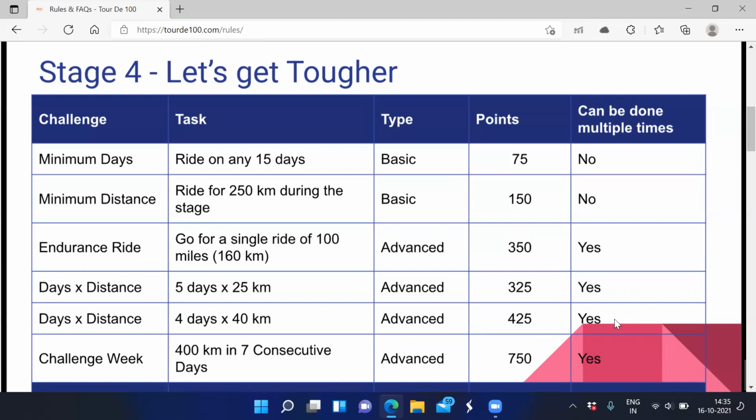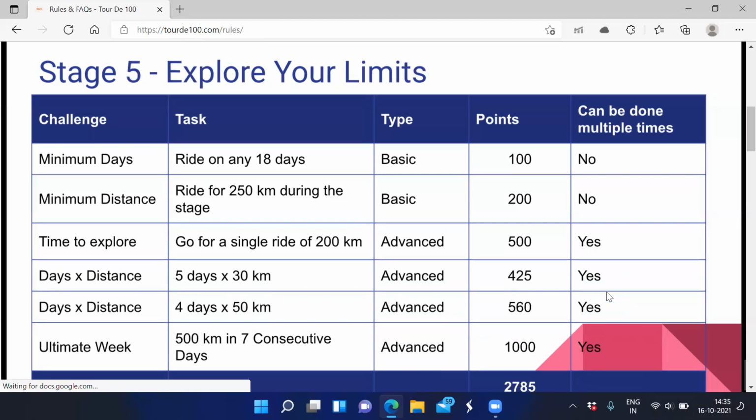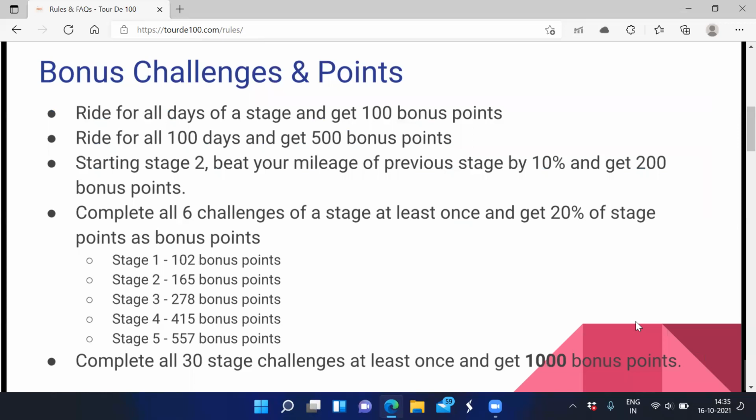In this, the most difficult one is 160 kilometers for a single ride. That's like a lot. Then stage 5, this is it. So this is the last stage, and after that it's over. The event is over, and after 27th of February you can ride, but the data will not be clocked for this event. Okay, moving ahead.